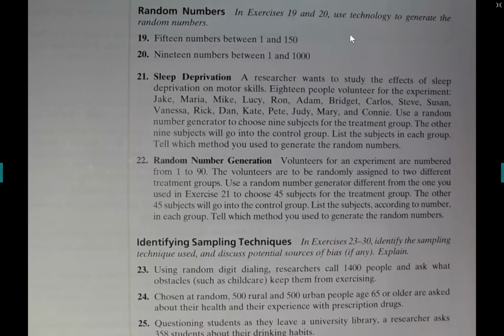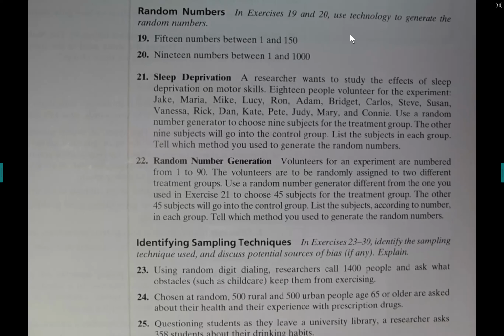24. Chosen at random, 500 rural and 500 urban people age 60. So you're gonna think of it, guys. People either are in urban areas or rural areas. So you pick 500 from the city and 500 from the country, and you ask them about their health and their experience with prescription drugs. Cluster?